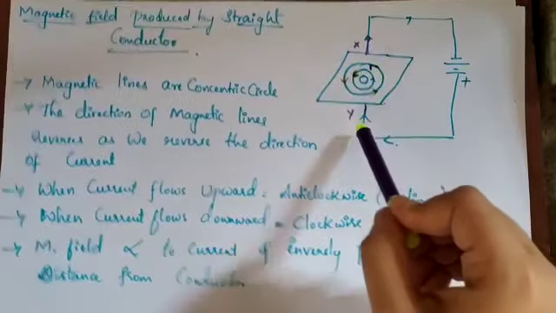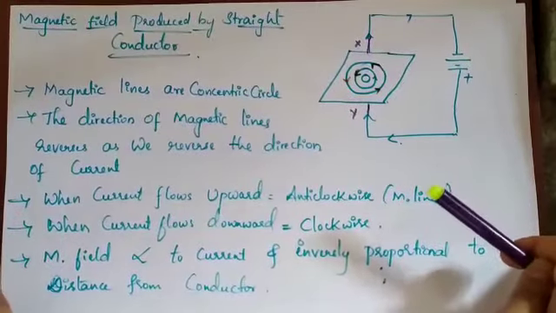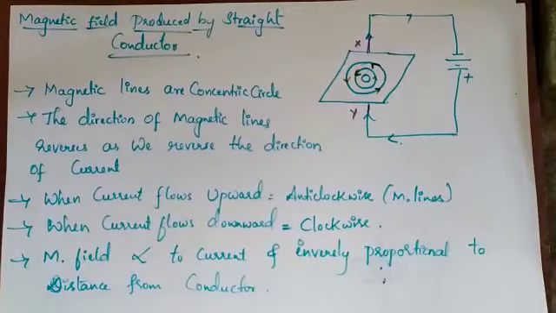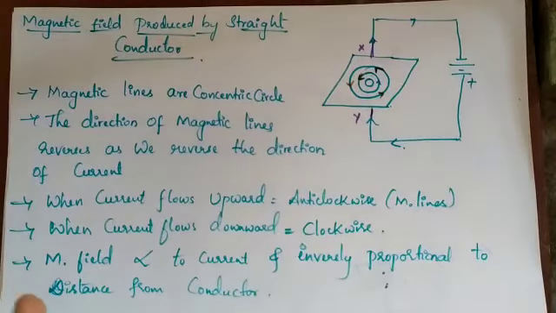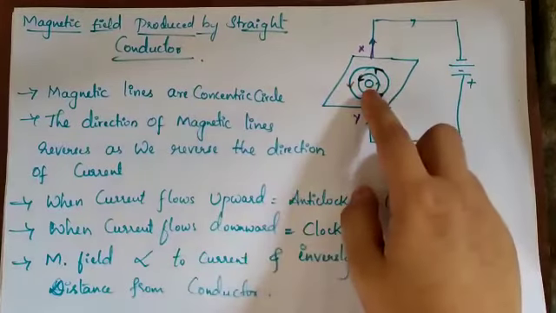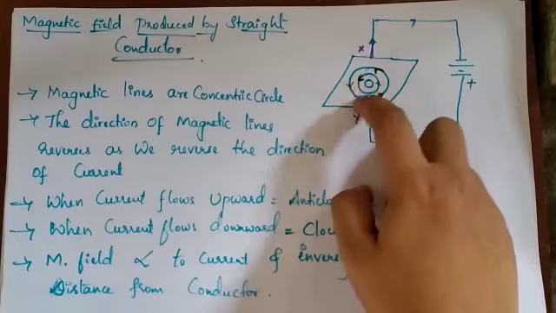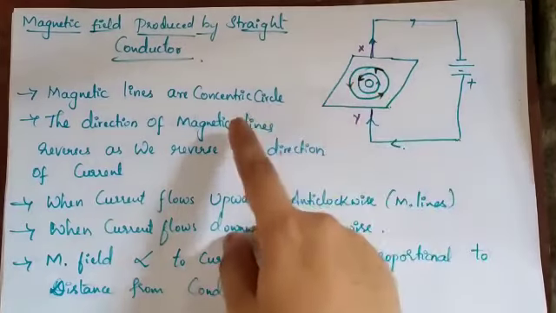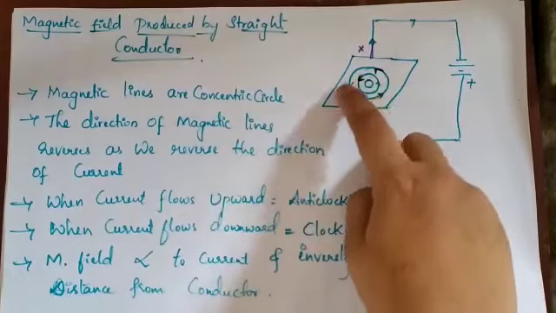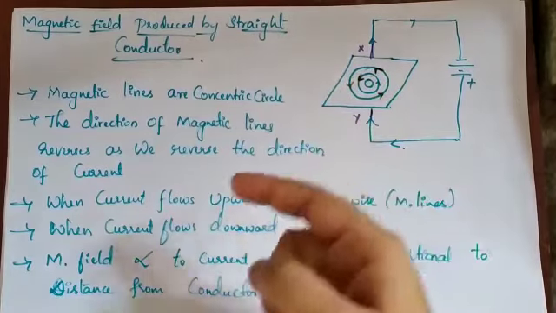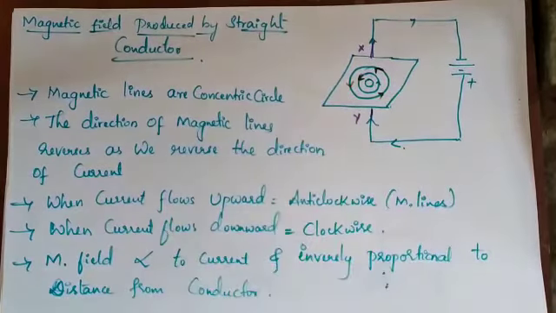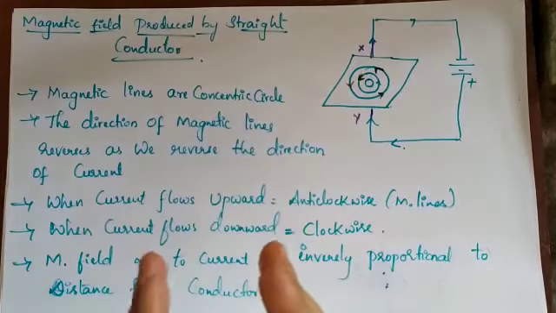Previously we have discussed that when a bar magnet or any magnet is taken, it shows the deflection. Now the same thing if you apply here. The first point is, magnetic lines are concentric circles. Concentric means circles in which the center is the same. For all the circles, it has the same center. That is called the concentric circle. The center is the same and all the other circles are revolving around it. So the magnetic lines produced are all concentric circles.